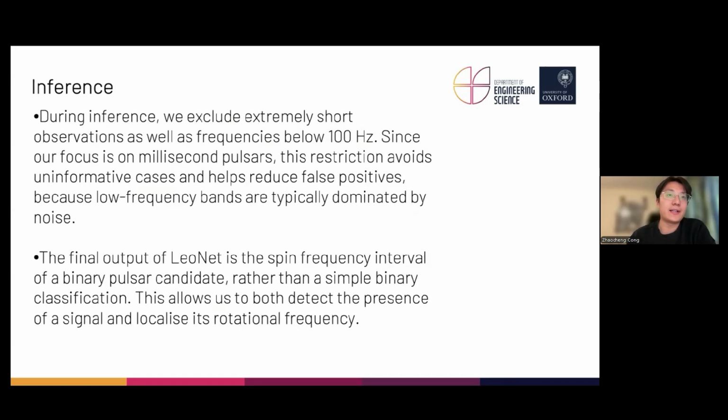For the inference, we only process data with observation times longer than 200 seconds because short observations rarely contain enough information to recover the binary pulsar features. We also skip frequencies below 100 Hz since our goal is to detect millisecond pulsars, which lie in the high frequency band. These restrictions reduce the false positive rate and also improve the efficiency. Finally, by combining results from all blocks, the neural network determines the frequency range where the binary pulsar signal is located.